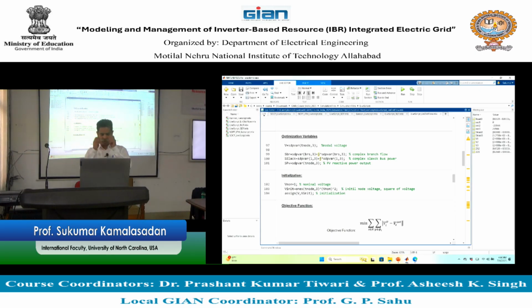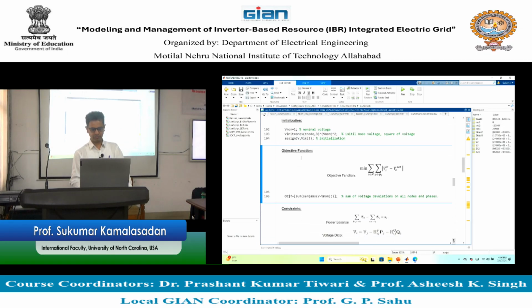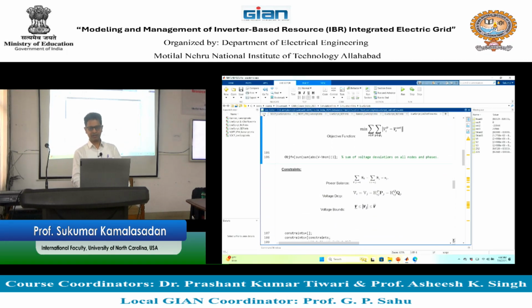If you do that, optimization variables can be created using the function called sdpvar. With sdpvar, you can write the node voltage, complex branch flow, slack bus power, and PV reactive power. You initialize that, and then you're ready to run the optimization.